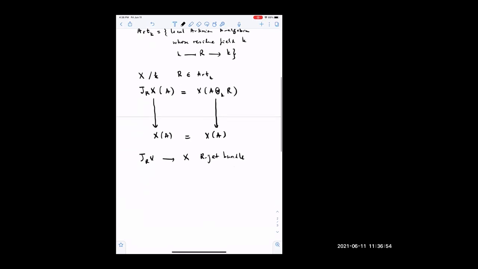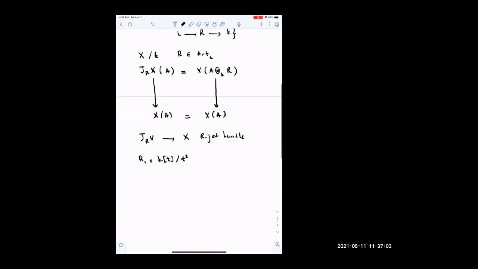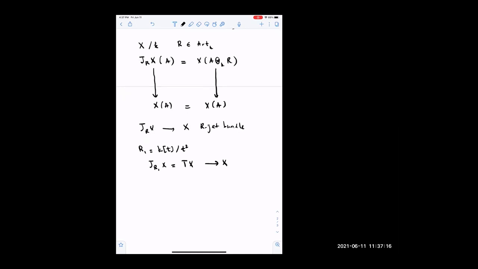The very familiar case is when you take R_1, the ring of dual numbers. Then J_{R_1} X is of course the tangent bundle of X over X. But in general, when X is smooth, then J_R X over X is smooth, and some kind of fiber bundle, but which is not a vector bundle. There's no way to add two different objects unless you are in the case of R_1.